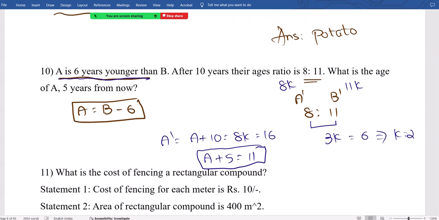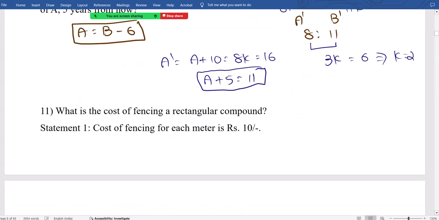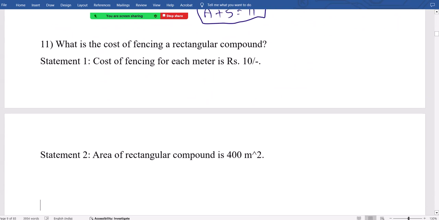Question related to the ages concept, have a look. Very basic question this is. Okay. Now let's see about data sufficiency. This is a data sufficiency related question.